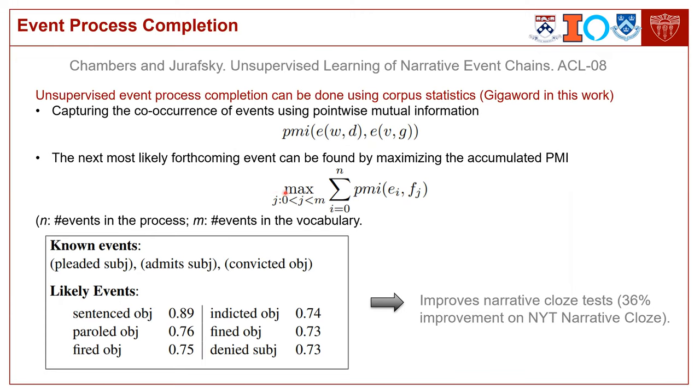And then during inference, given a partially complete event process, the next event will be predicted as the one which maximizes the accumulated PMI. So the principle is kind of simple. And here we have one example of prediction given by their system. Let's say given a process starting from pleaded, admits, and convicted, it is likely that the follow-up should be sentenced, paroled, or fired, and so on and so forth. And actually, in the same work, the authors also showed that event process completion in this way was able to lead to as much as 36% improvement on the New York Times narrative cloze test over the best baseline at that time. Although that's kind of outdated from today's perspective, it seems that in the early days, when people started to deal with event process completion, this actually helped a lot in narrative prediction.